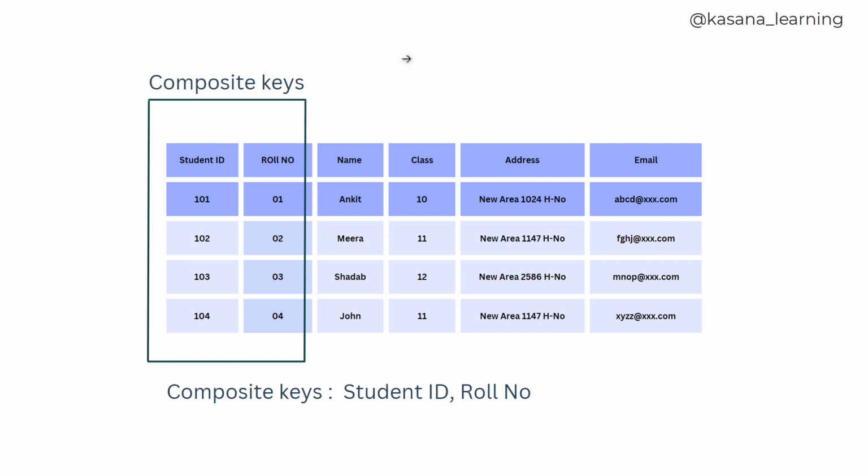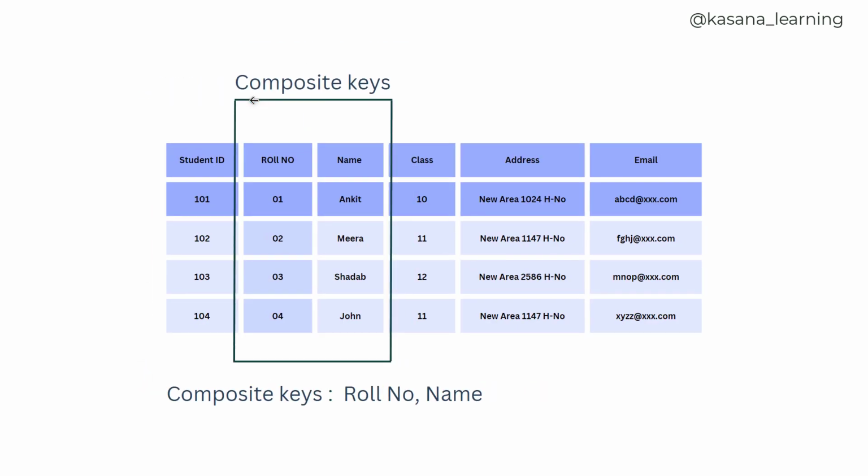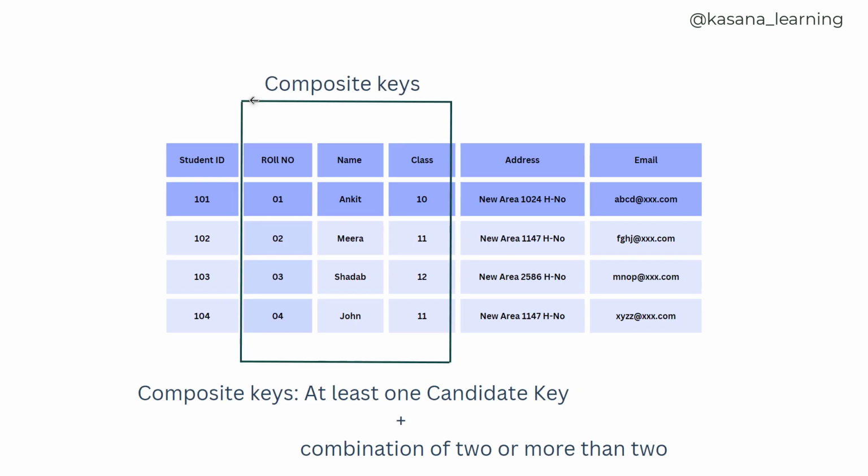Composite keys. Composite keys are the combination of two or more keys which can uniquely identify any item in the table. Student ID and roll number combined form a composite key. We can take roll number and name as a composite key, and we may take roll number, name, and class as a composite key. The two important conditions for a composite key are that it must have at least one candidate key, and it should be a combination of two or more keys. Here you can see that we have three keys, but roll number is the candidate key. Only then can it identify the items in the database.